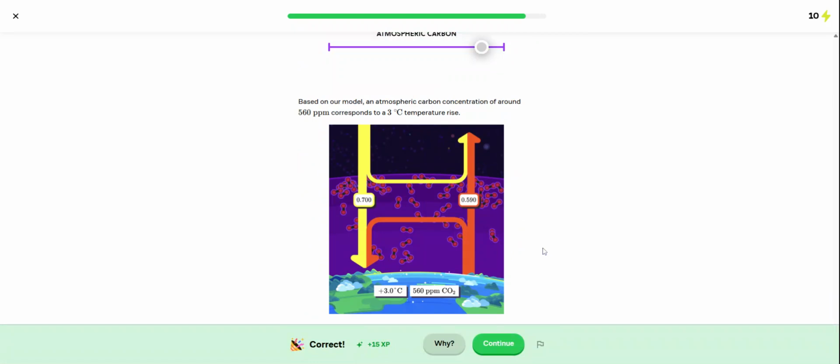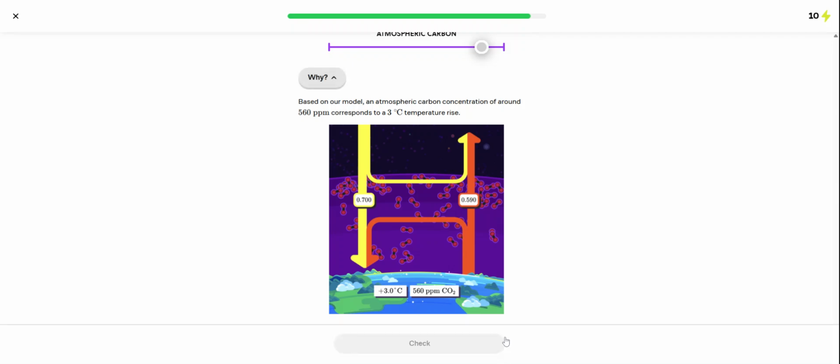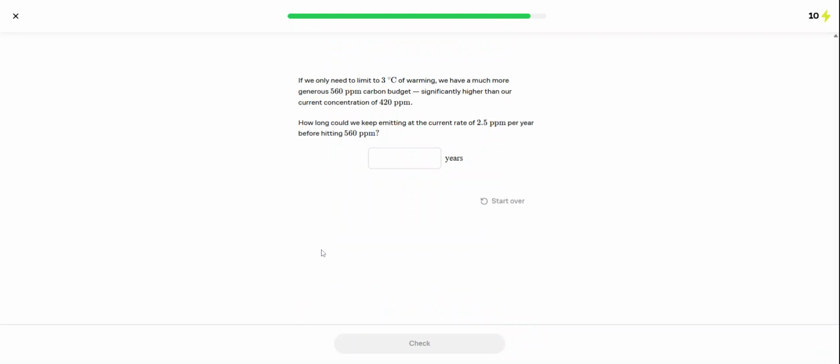That's a massive amount compared to what we previously observed with the 1 degree and 2 degrees increases, and now 3 degrees has a bigger influence on how Earth might change to adapt itself. Click continue. Yes, if we only need to limit warming to 3 degrees, we have a much more generous 560 parts per million carbon budget, significantly higher than our current level of 420.